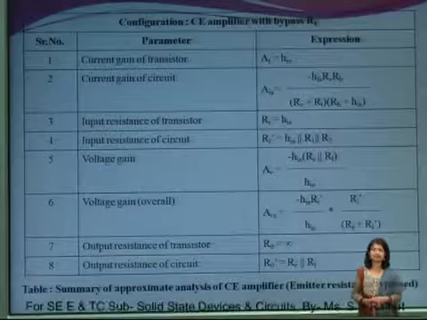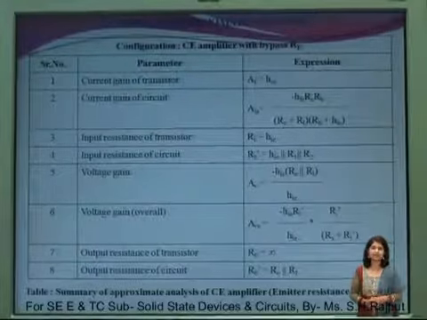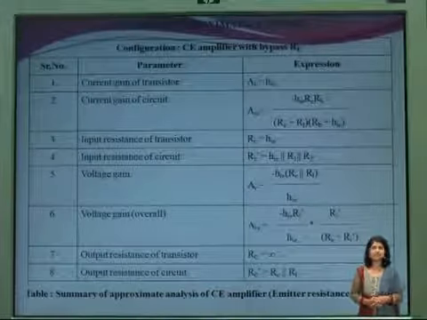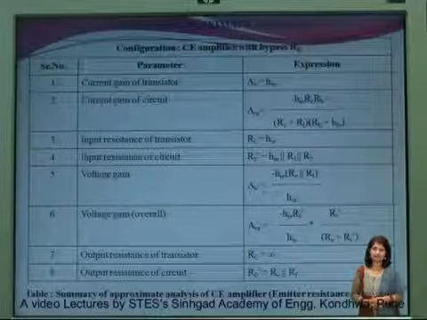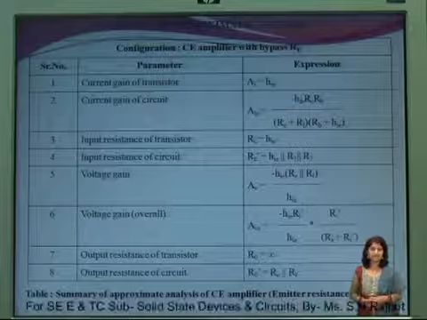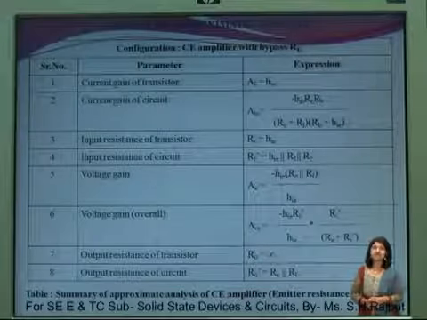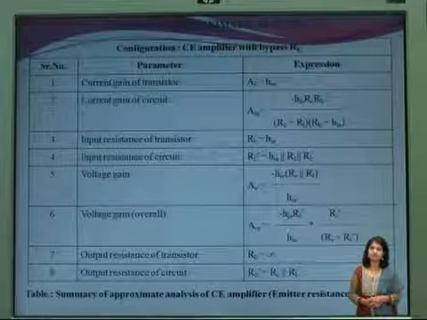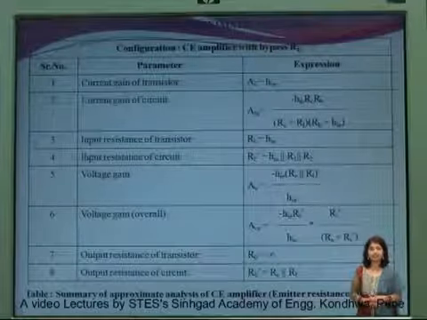In the last lecture, we studied the approximate analysis of common emitter configuration with bypass RE. Now let's see the summary of approximate analysis of CE amplifier with bypass RE. Let's see the parameters one by one. Let's consider first the current gain of the transistor. The expression for that is AI is equal to HFE.